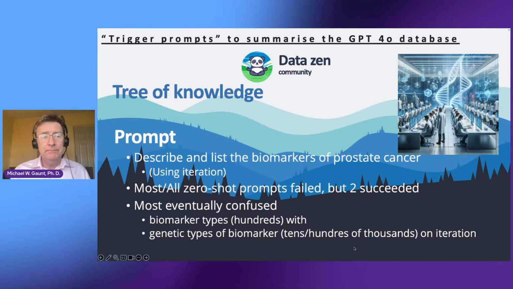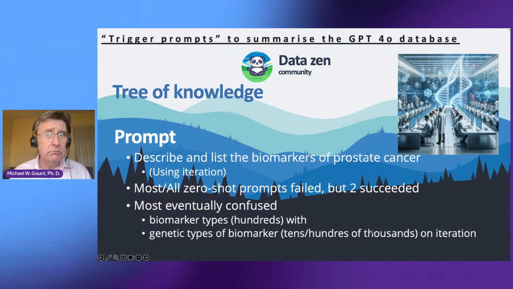Now, really, there are about a couple of hundred types of biomarker that we know of in prostate cancer, but there are possibly hundreds of thousands of genetic types of biomarker. We're not going to go into this, but what most of the prompts did on iteration, but two, was that they got confused between a genetic type of biomarker and a biomarker. This caused the query essentially to fail. So what we're going to look at is the two that did succeed.